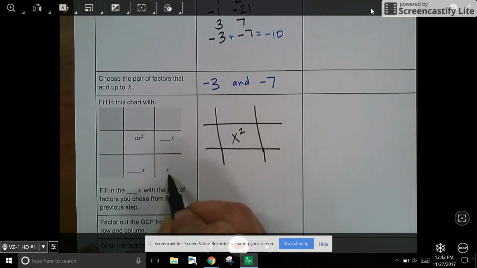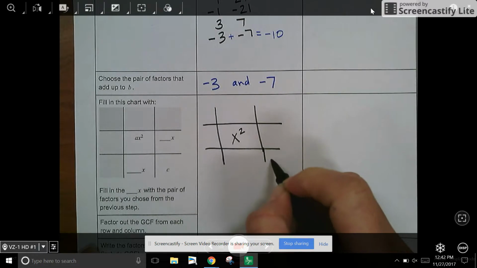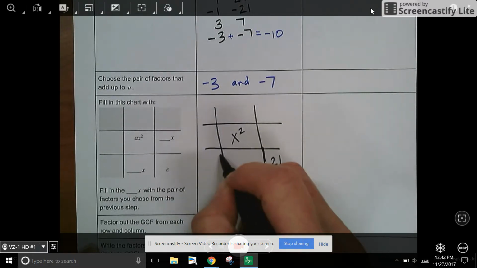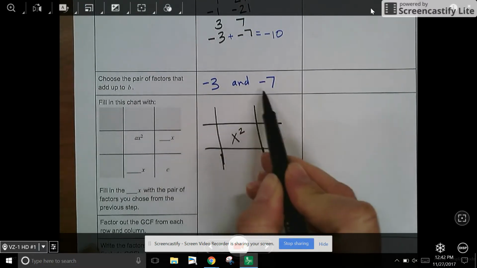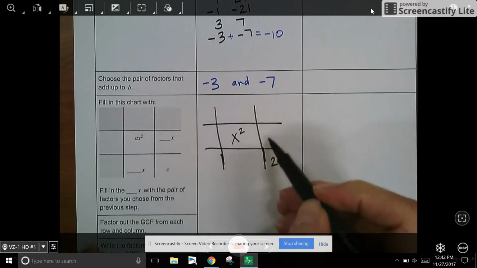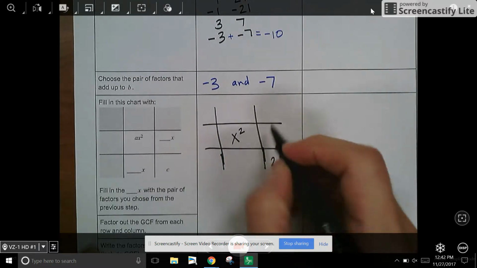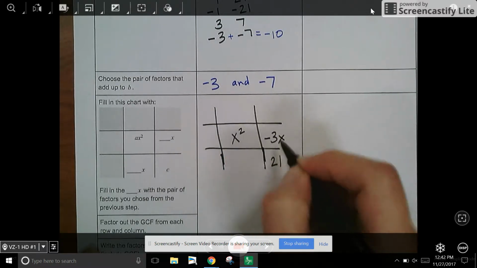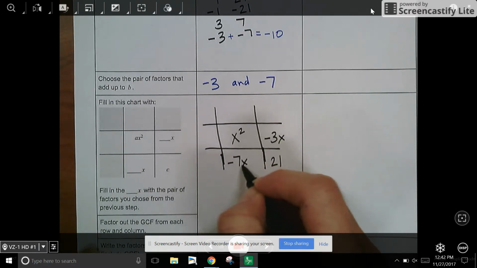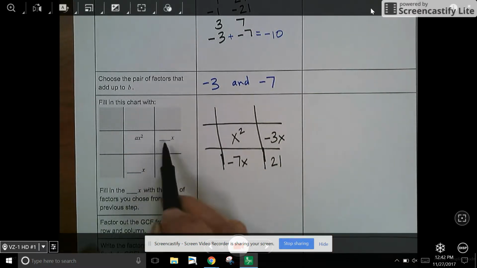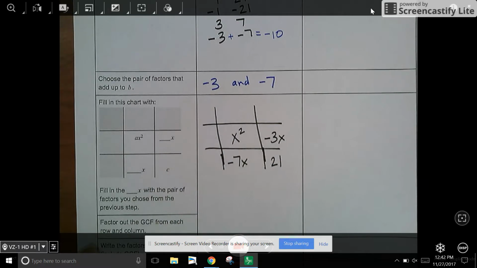Your c goes right there, so our c was 21. And then the pair of factors that we picked, they go right here, but with an x next to them. And it doesn't matter which one you put where. So again, I'm just filling in the blank with these numbers.